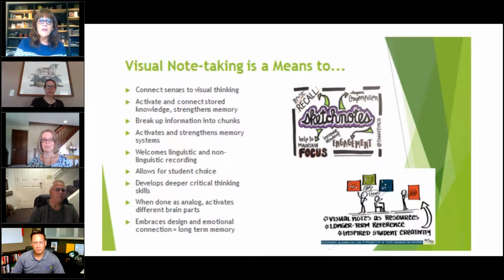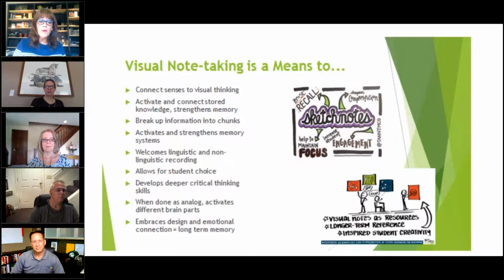It welcomes linguistic and non-linguistic recording. So for our students who struggle and are at risk, it gives them a tool that they can use and activate their learning that's less of a risk than actually writing out notes like other kinds of note-taking we do: lists, Cornell notes, and things that you may use depending upon your grade level and your students. It allows for student choice, and we know when students have choice and voice, they have ownership in their learning.